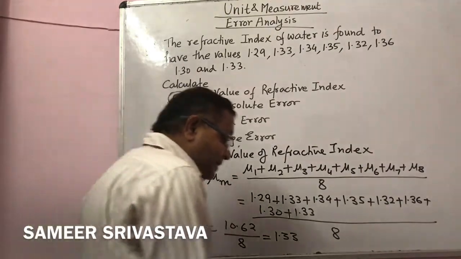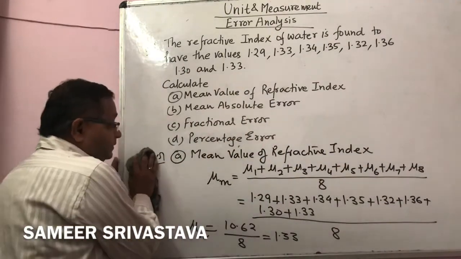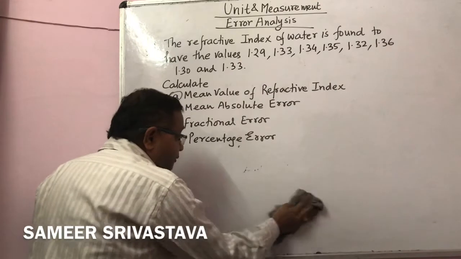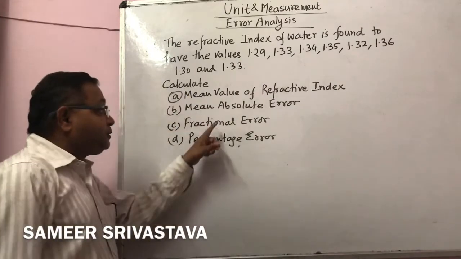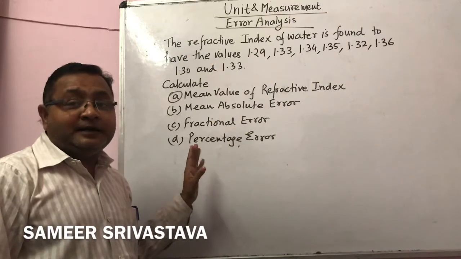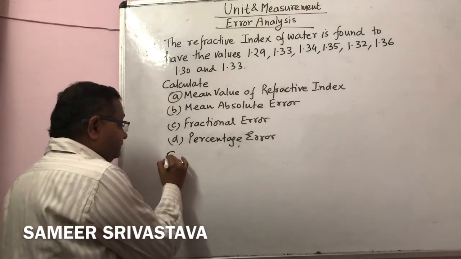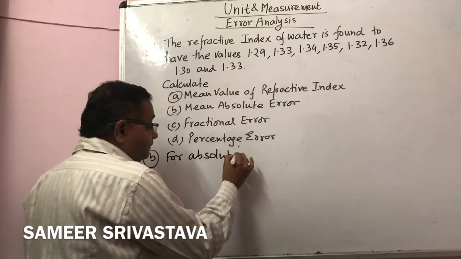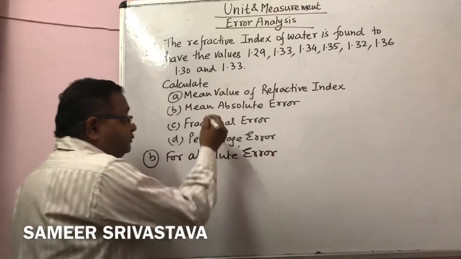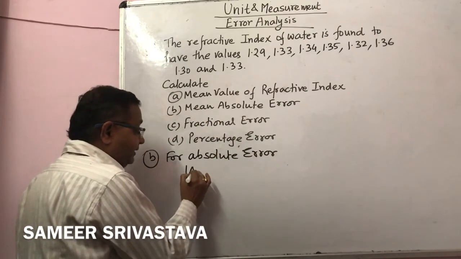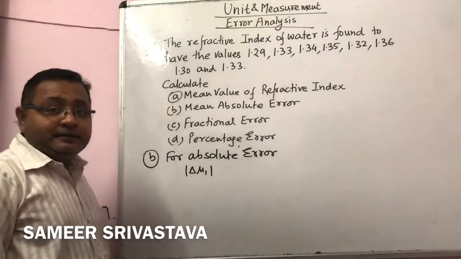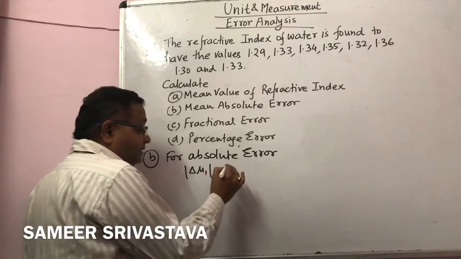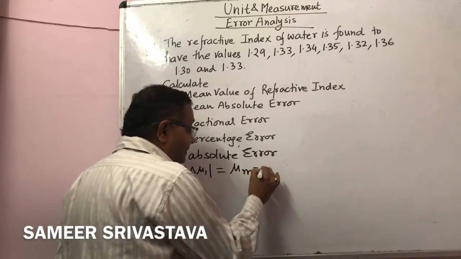Now for the second case, we have to find the mean absolute error. For finding the mean absolute error, first of all we have to find the absolute error. So for section B I am taking here, for absolute error we have to find individual values of absolute error, mod delta mu 1, which we write as mu m minus mu 1.